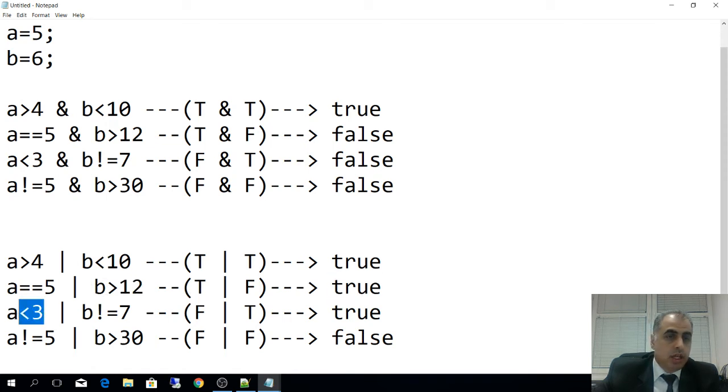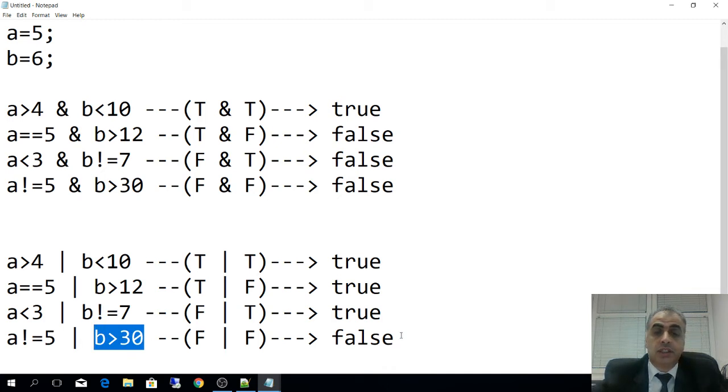Same logic. A is less than 3, is it correct? No, it's false. B is not equal to 7, is it correct? Yes, it's true. So false or true, result is true. The last one is where both of them are false. A is not equal to 5 and B is greater than 30. Both of them are false, and the result is false.